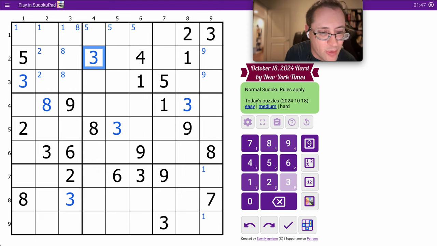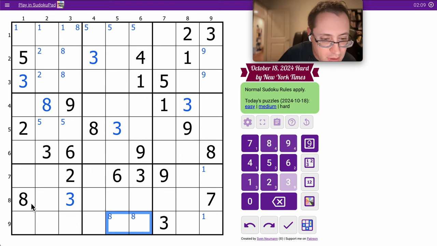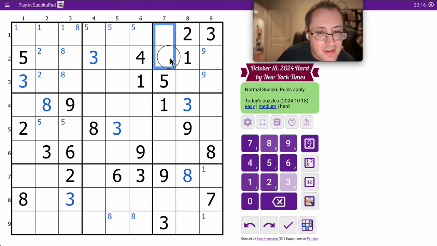Now, will there be any crossings on any of the other digits? Oh, yes. These can't be 5, so one of those must be. 8 can't be here or here in region 8, and therefore must go in one of these two. This 8 and this 8 moves one of these out as an 8, but this can't be, so that one must be. So 8 is in one of those two.